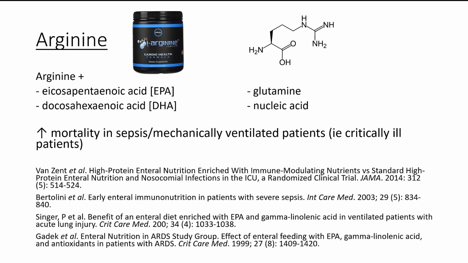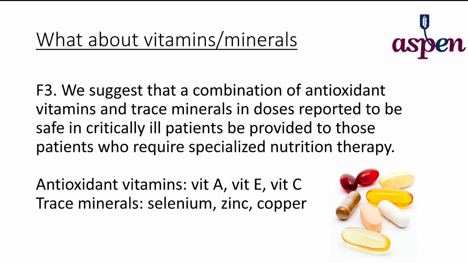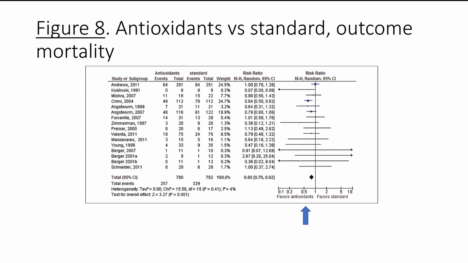Arginine. It's been studied in combination with other amino acids, and the conclusion was the same. It increases mortality in septic and mechanically ventilated patients. There is insufficient data to recommend vitamin C, vitamin D, fish oil, probiotics, OKG, or thiamine, unless of course the patient is known to be thiamine deficient. Interestingly, supplementing a combination of antioxidant vitamins and trace minerals, such as those contained in a multivitamin, was found in a meta-analysis to decrease mortality.